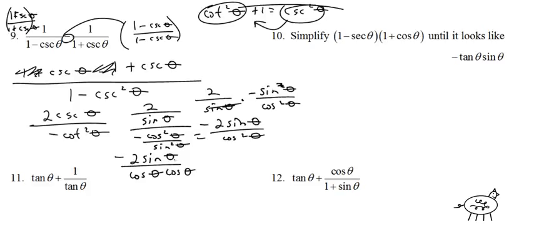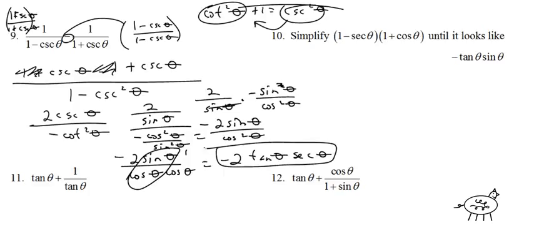Now, this is the deal, math fans, it's really negative 2 sine of theta over cosine squared of theta. So these guys right here, I can just take one of them. It's negative 2 sine over cosine is tangent, and 1 over cosine is secant. So that is actually our final answer. Okay, it's negative 2 tangent of theta, secant of theta.